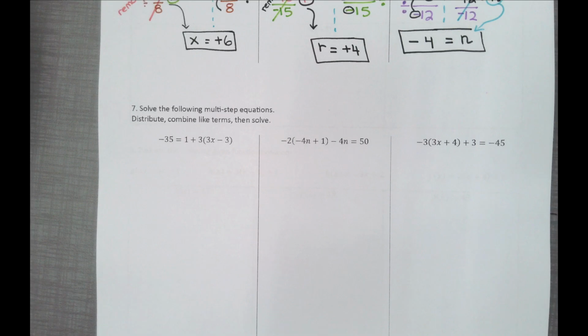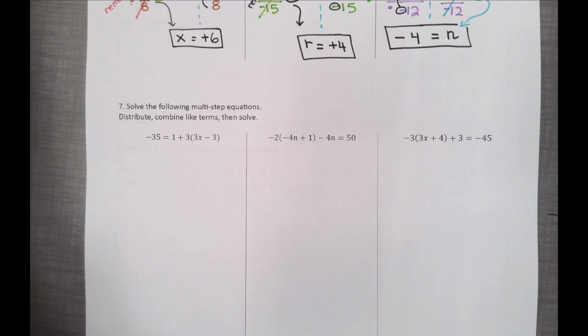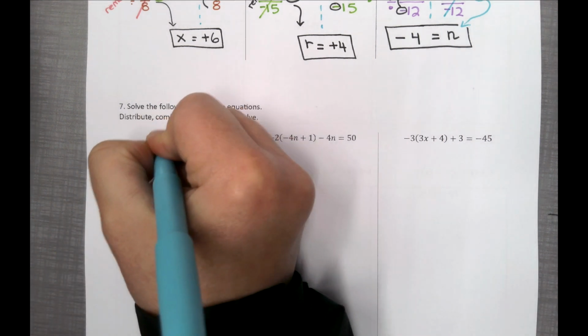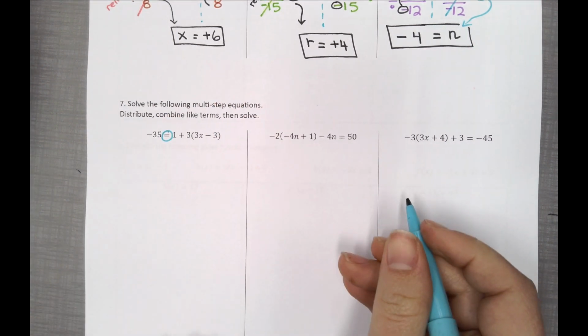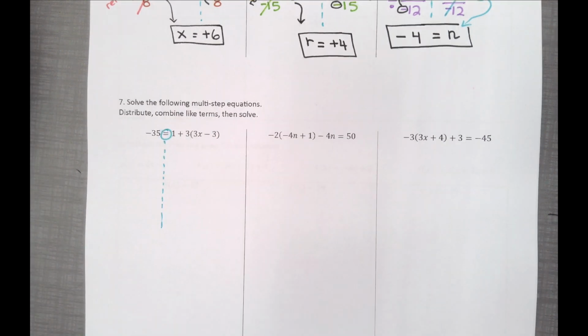All right, moving on. Now in question number 7, it is asking us to distribute, combine like terms, and then solve. So a lot of things are happening here. Let's go ahead and start with our circling of the equals dotted line. I'm going to extend that dotted line a little bit further.